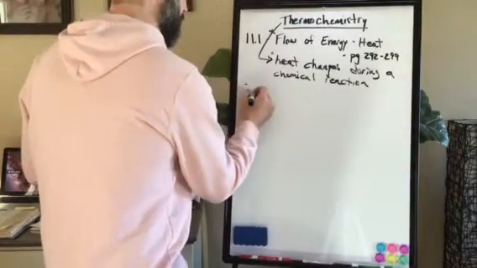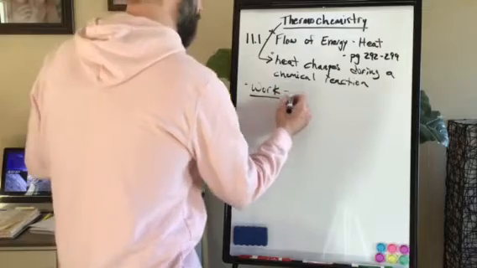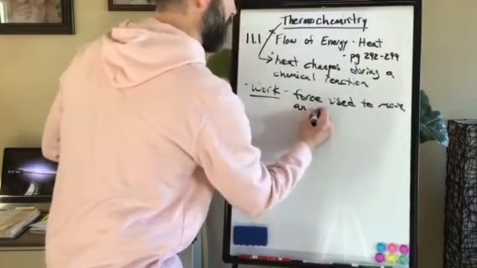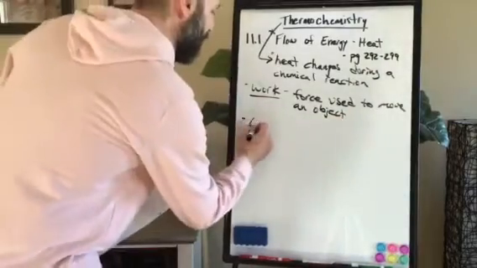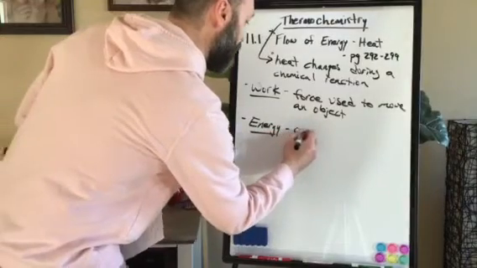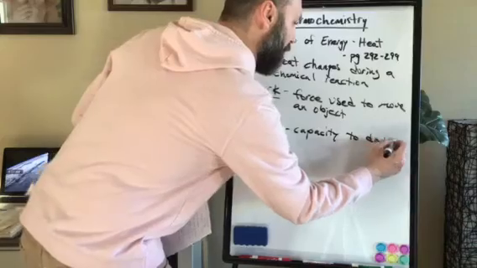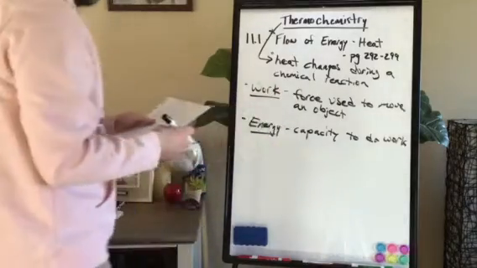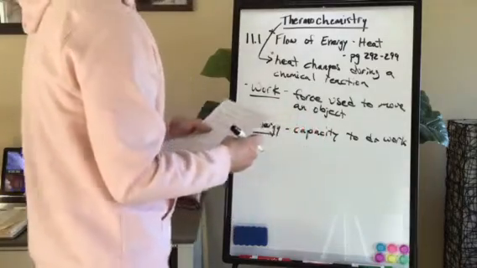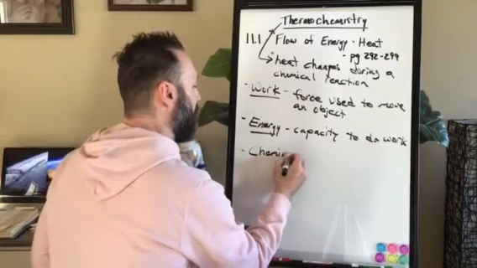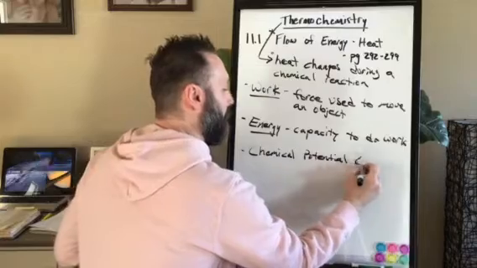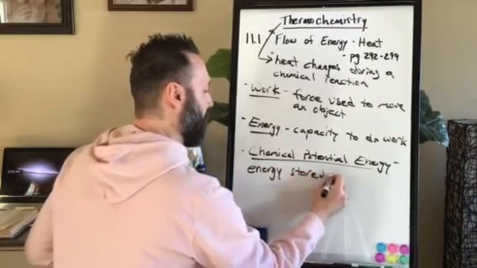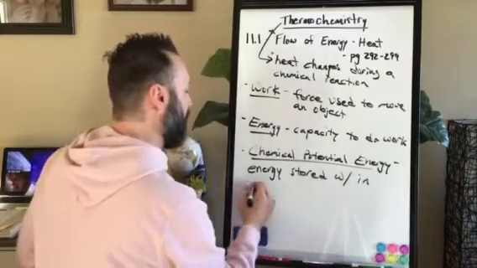Okay. And then just some vocab words. Talk about work. Work is the force needed to move an object. Energy is the capacity to do work. And then we have what we call chemical potential energy, which is the energy that's stored within the structural units, the atoms themselves, in a substance. So it's the energy stored within the structural units of a substance.